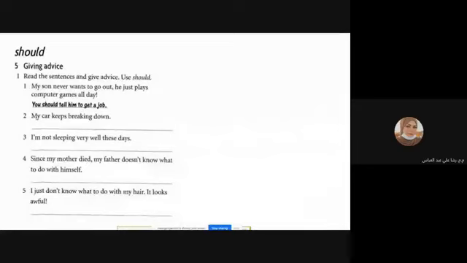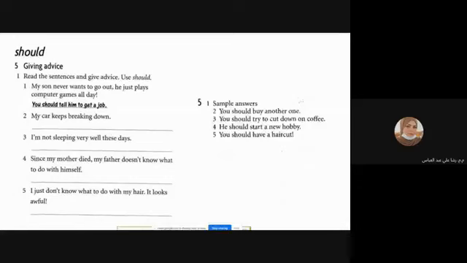Five. The last problem. I just don't know what to do with my hair. It looks awful. His hair looks awful. What to do? What is the advice here? To have a haircut, for example. So the sentence is: You should have a haircut. Here are sample answers, some model answers for these problems. Have a look.